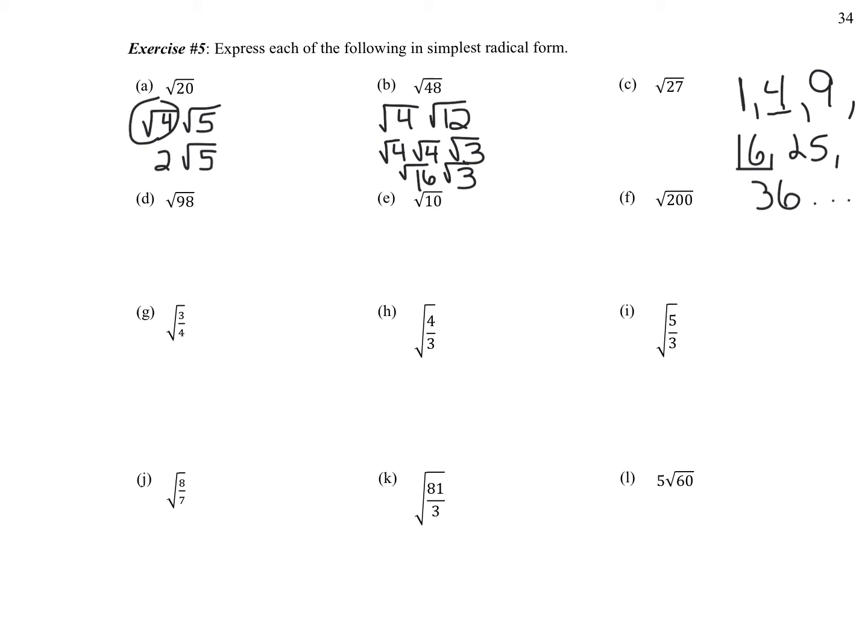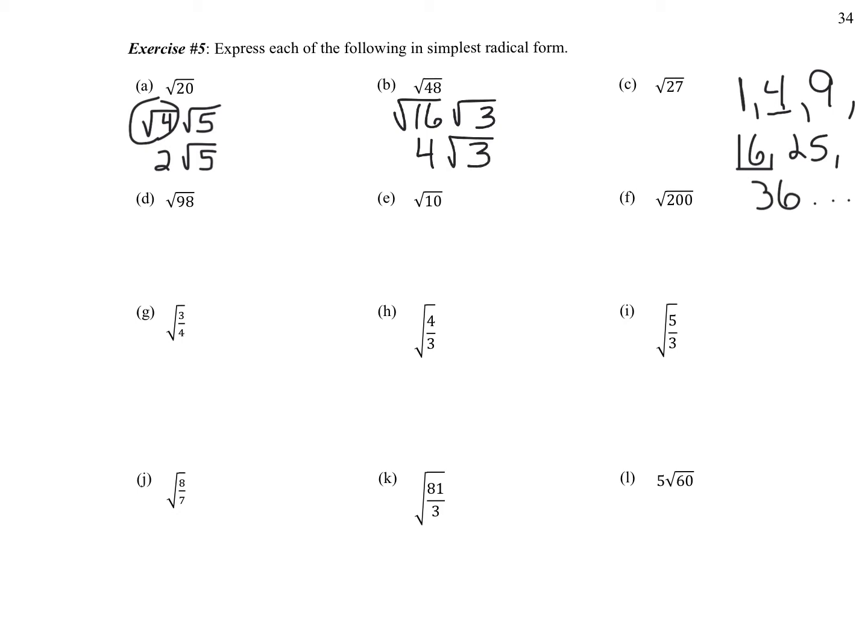Now this process of writing things 3 different times to get to what I really want is not really something you want to do. It's very error prone. So you always want to find that biggest perfect square first. So I'm going to start with that 16 and 3. So the square root of 16 is 4, square root of 3.